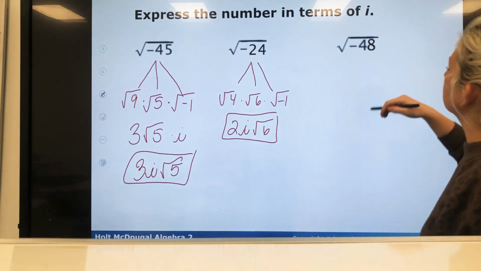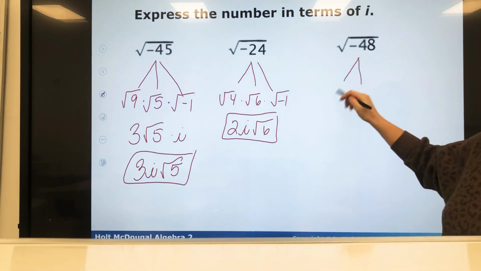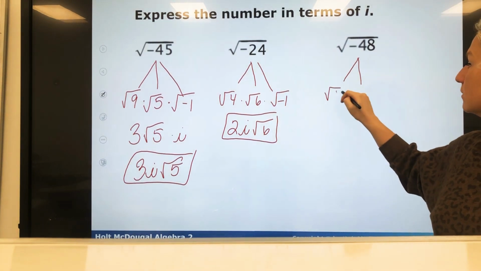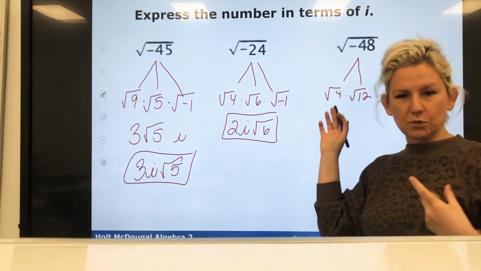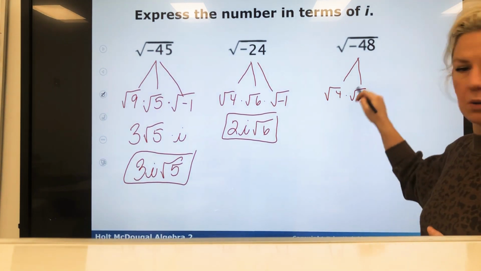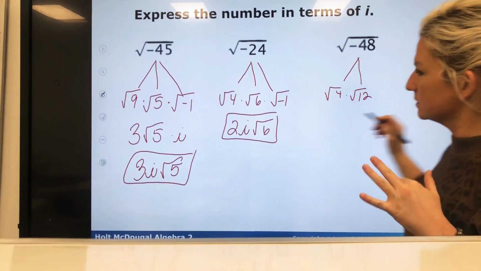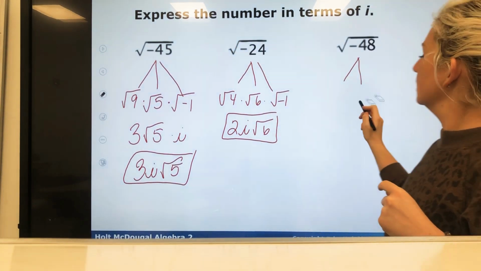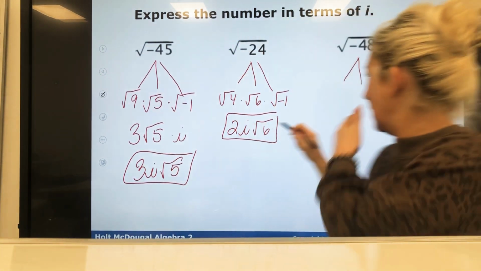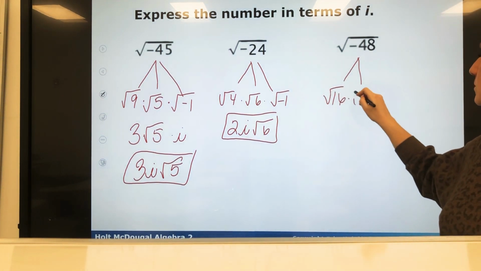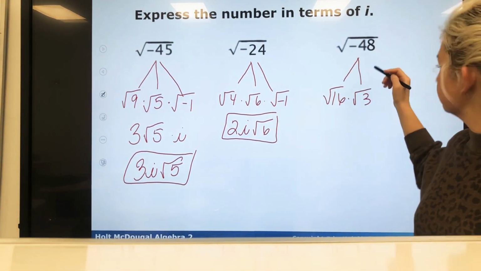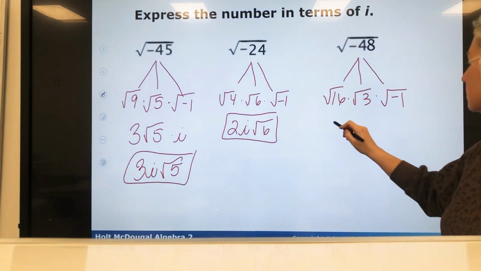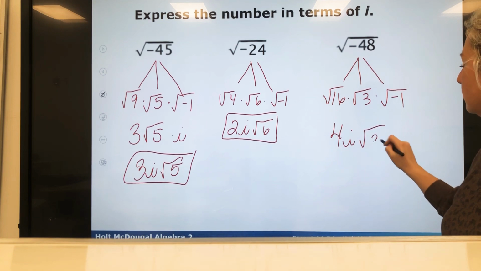This one, 48, you've got to be careful, because a lot of you might say, oh, I'm going to use 4 times 12, radical 4 times radical 12. Yes, that would work, but then you're going to have to break up the 12. So just be careful, because if you think about your list of perfect squares, you have a higher one that would work. So instead of a 4 and a 12, I'm going to use radical 16 times radical 3, right? 16 times 3 is 48, times your square root of -1. So this one is going to be 4i radical 3.